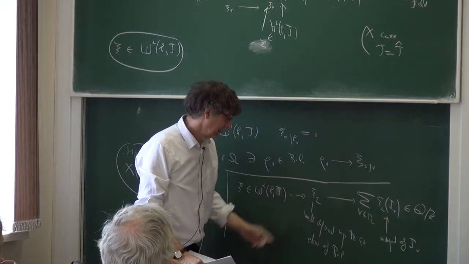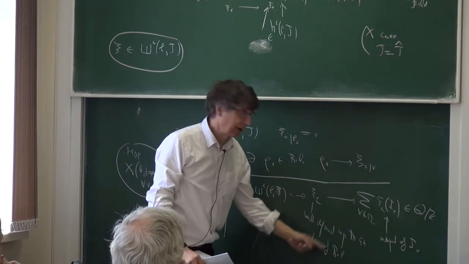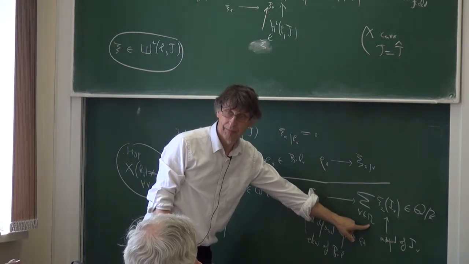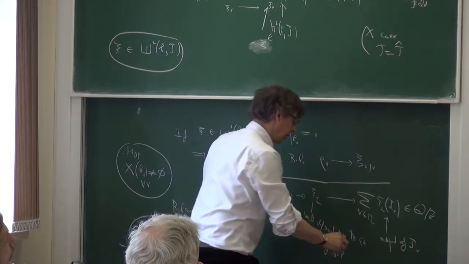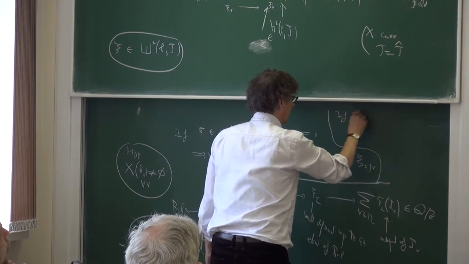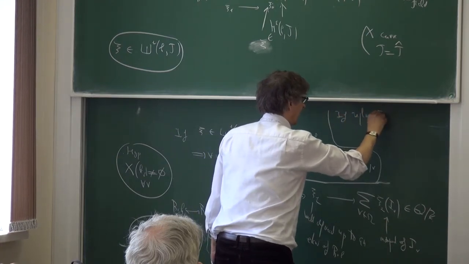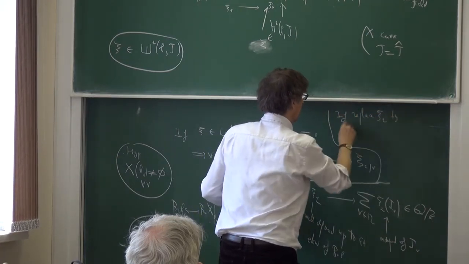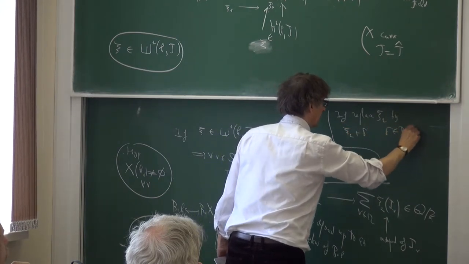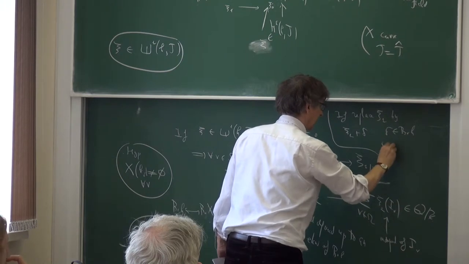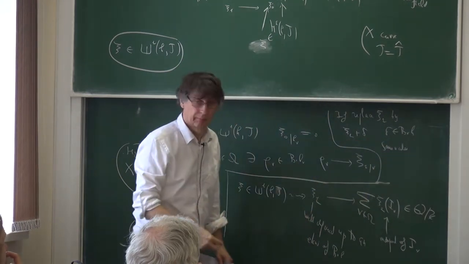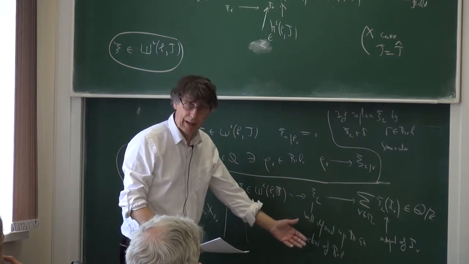Because ξ1 is defined up to an element of Brauer of k, but I take the sum over all elements v in Ω. So I repeat: if you replace ξ1 by ξ1 plus δ, where δ is in Brauer of k, you get the same value, because the sum of the local invariants of δ will be zero. So we have defined a map.